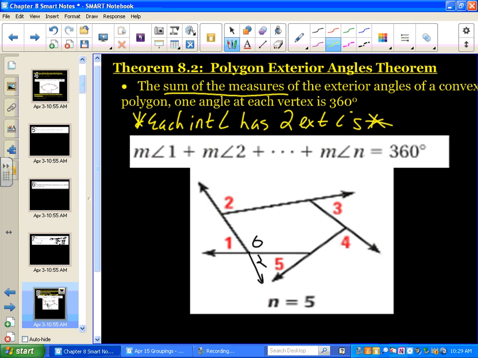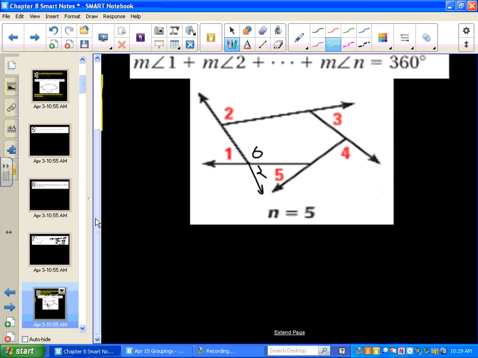So, according to this theorem, when I add up all the exterior angles, one at each vertex, it's going to equal 360 degrees all the time for every type of polygon. Whether it's a nonagon, a dodecagon, a pentagon, it doesn't matter. So we could do 1 plus 2 plus 3 plus 4 plus 5, it's going to equal 360. We could do 7 plus 2 plus 3 plus 4 plus 5, and that will equal 360. What you cannot do is 1 plus 7 plus 2 plus 3 plus 4 plus 5. One at each vertex will equal 360.